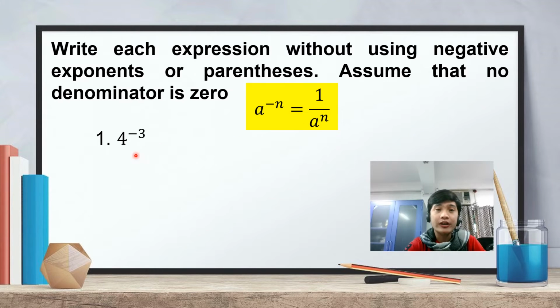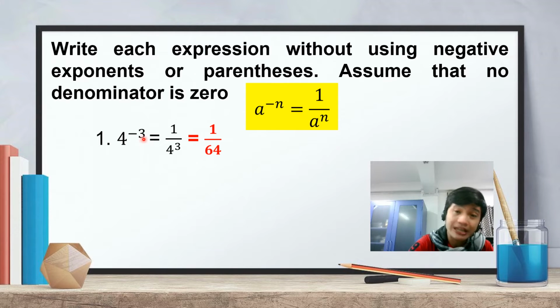So first one, we have 4 raised to negative 3. Now, applying our rule that any number raised to a negative exponent is equal to 1 over a raised to n, that will become 1 over 4 raised to 3. Okay? Dito po yung a natin ay 4, yung n natin ay yung 3. We all know that 1 over 4 raised to 3, pwede po natin siyang i-simplify. That is equal to 1 over 64, because 4 times 4 times 4 is 64. So, 4 raised to negative 3, therefore, is equal to 1 over 64.